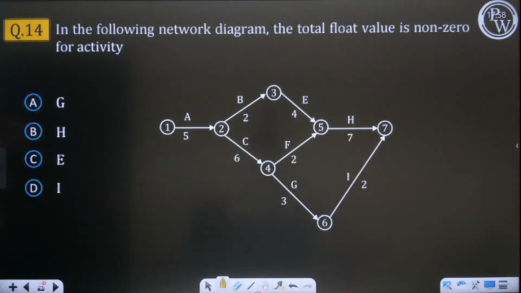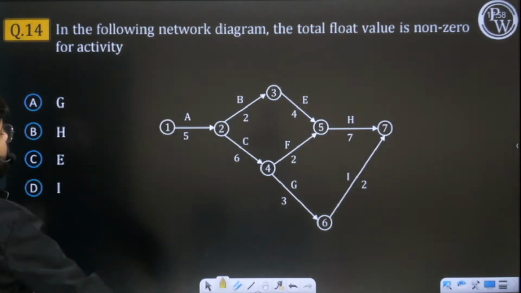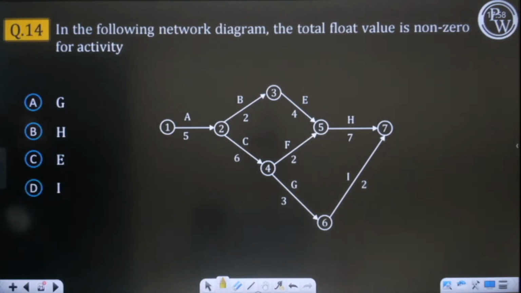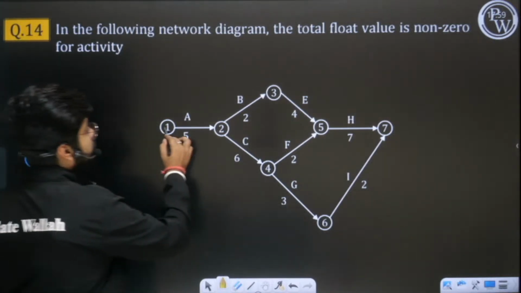Okay, now we'll move on to the next question. This is a question from your CPM part. They are saying the total float value is non-zero for which activity. First you have to find the critical path here. Find the longest path here. Very simple question. So first you have to find the longest path. Let us find this path first.